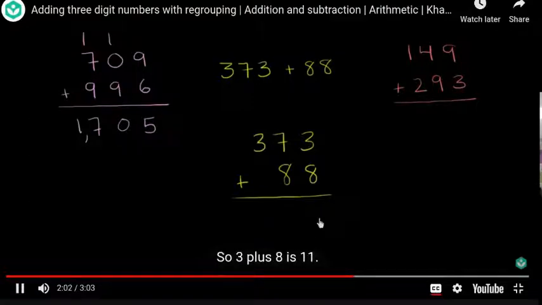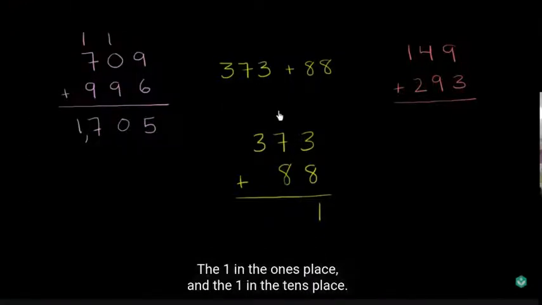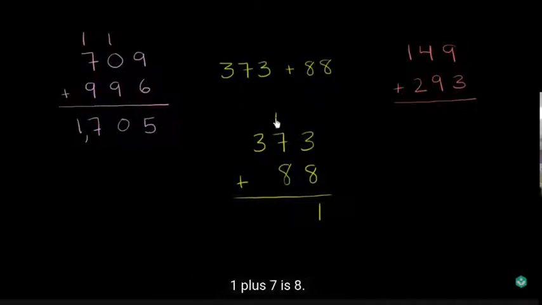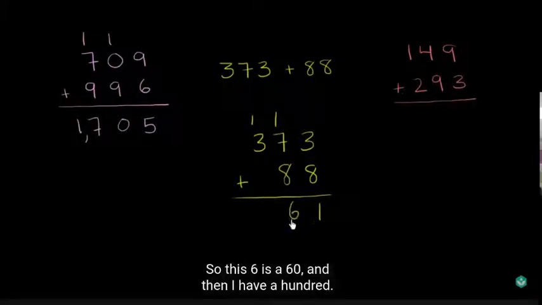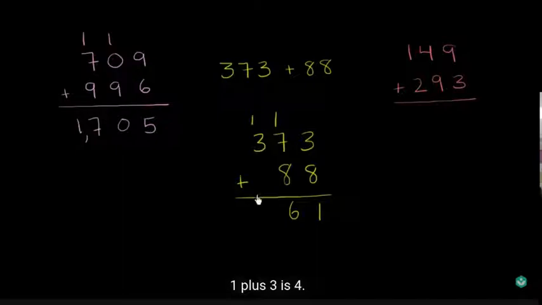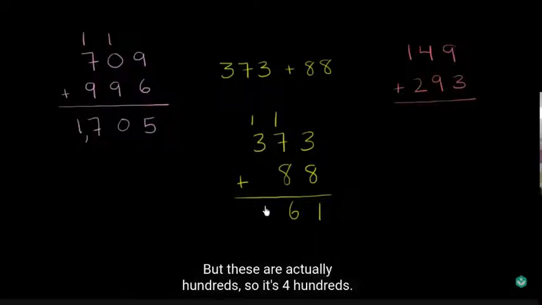So 3 plus 8 is 11. The 1 in the ones place, the 1 in the tens place. 10 plus 1 is 11. 1 plus 7 is 8. 8 plus 8 is 16. This is actually 16 tens. So let me just write down the 16. What is 16 tens? Well, that's 160. So this 6 is a 60, and then I have 100. 1 plus 3 is 4, but these are actually hundreds, so it's 400.